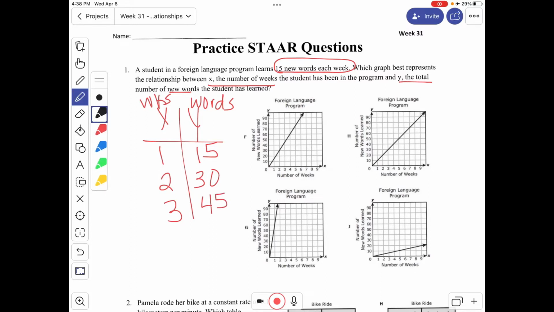Now look at the charts, the graphs, and see which ones match, and make sure you pay attention to the labels. Which ones match the T-chart that you just made?